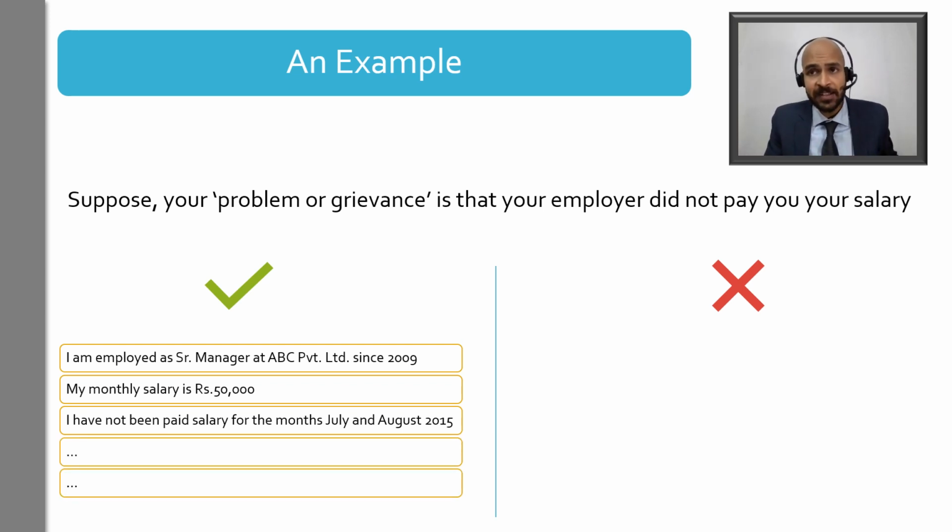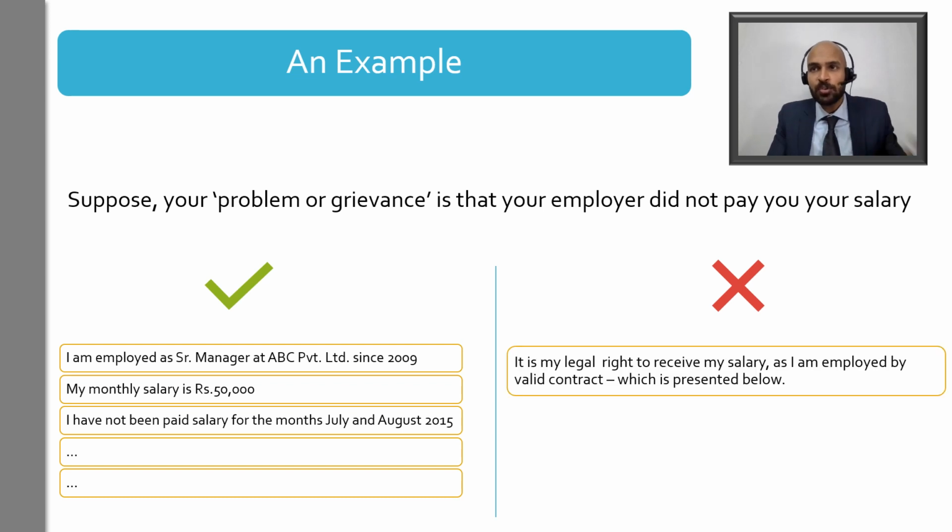You state fact after fact. But what you're not supposed to do is to talk like a lawyer giving his arguments, citing the law. You can't say here that it's my legal right and there was a valid contract with due consideration and here's the document for you to see. You don't present evidence and you don't talk about the law. You basically state your problem through the facts. So I hope now you understand what you understand by the facts.